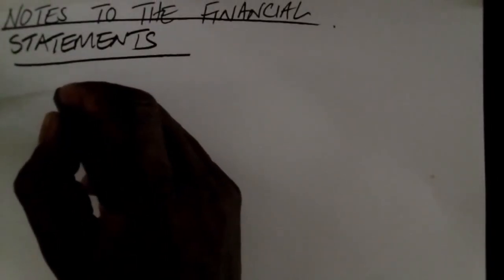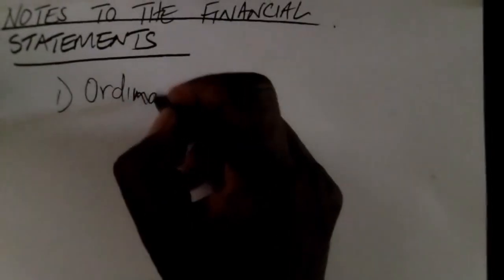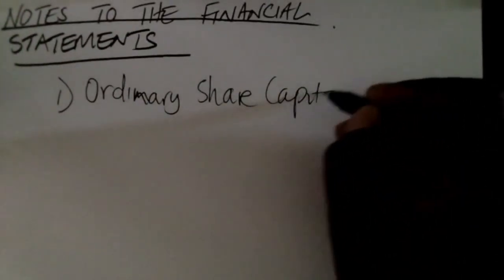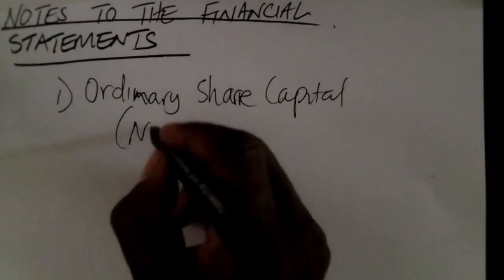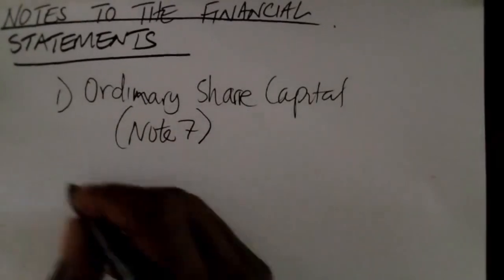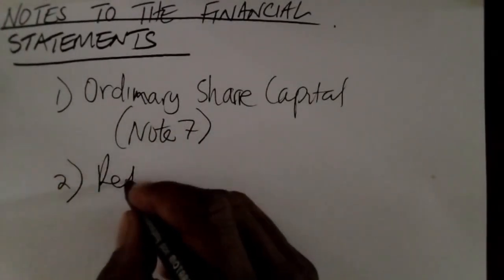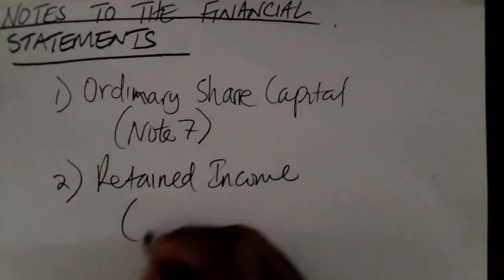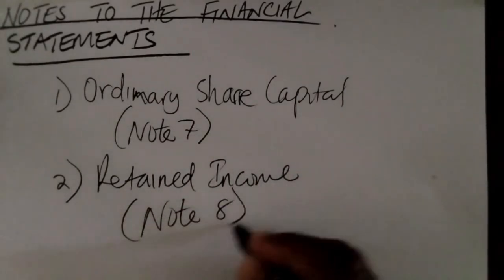Good day. In this video, I'm going to look at notes to the financial statements. There are two that I'm mainly going to deal with. The first one is your ordinary share capital, which is note 7. And then I'm also going to deal with the retained income, which is note number 8.